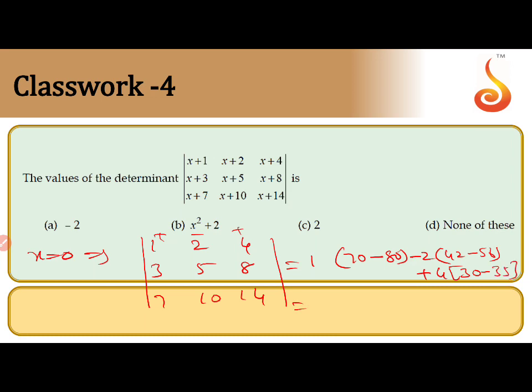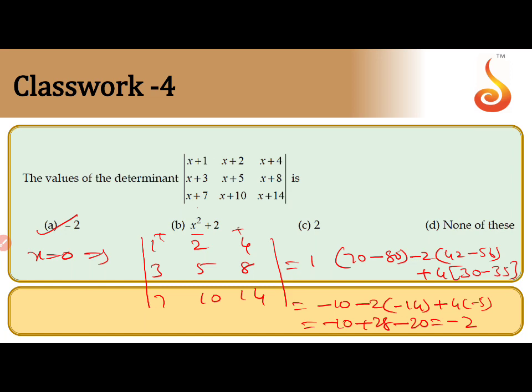We can go for simplification. Minus 10, minus 2 into minus 14, plus 4 into minus 5. That gives minus 10 plus 28 minus 20. So minus 30 plus 28 is minus 2. Minus 2 comes in only one option. I hope this is clear. At x equals 0, the first row is 0 plus 1, 0 plus 2, 0 plus 4, so the rows are 1, 2, 4; 3, 5, 8; 7, 10, 14, and you expand the determinant to get the answer directly.